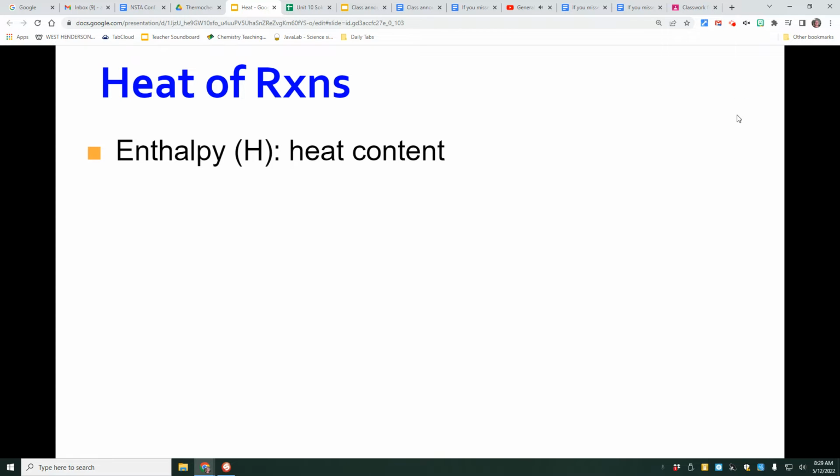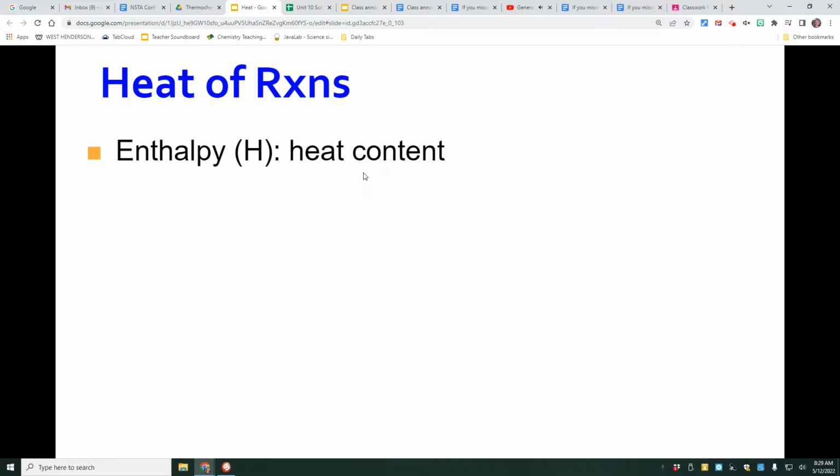So enthalpy is represented by a capital H, and it is a measure of the heat content in a chemical reaction. Now we're going to talk about two E words here, enthalpy and entropy. Enthalpy is the one that has an H in the name, and that can help you remember that its symbol is H, and it stands for the heat in heat content.